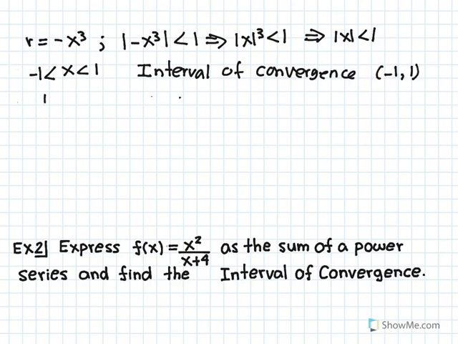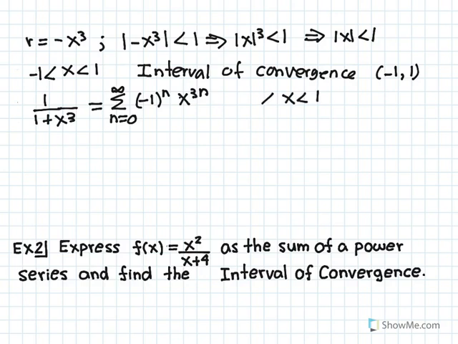So that means the function 1 over 1 plus x cubed, this is now the sum of a power series, a closed form for the sum. This is equal to summation n equals 0 to infinity, minus 1 to the power of n, x to the power of 3n. This is only valid for values of x less than 1, larger than negative 1. Now let's give some meaning to this.